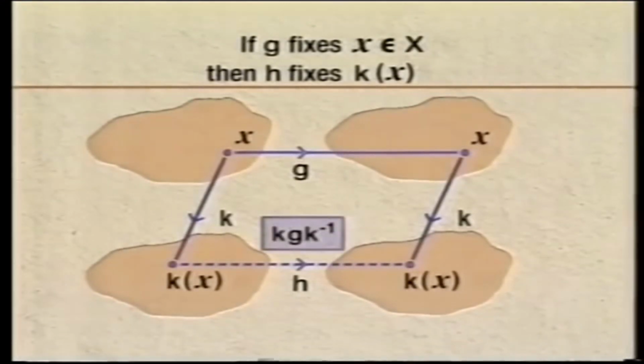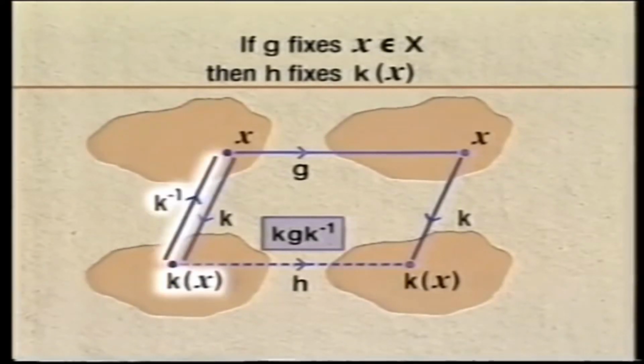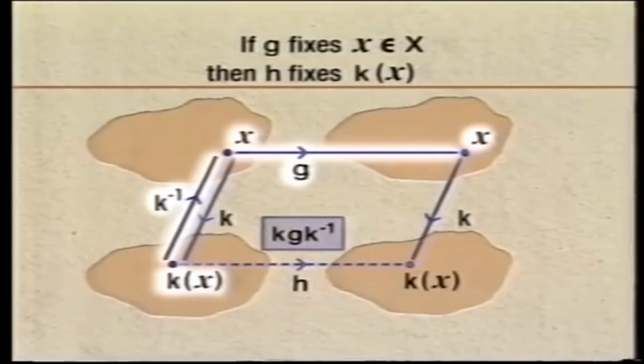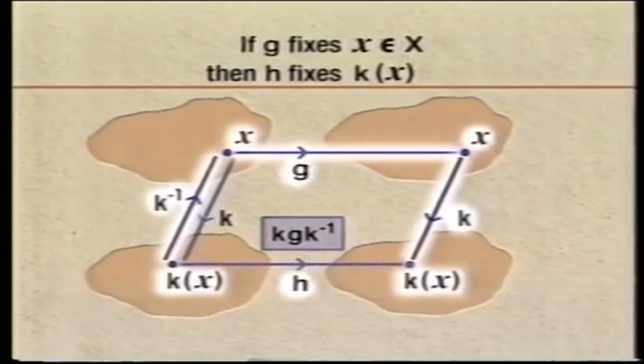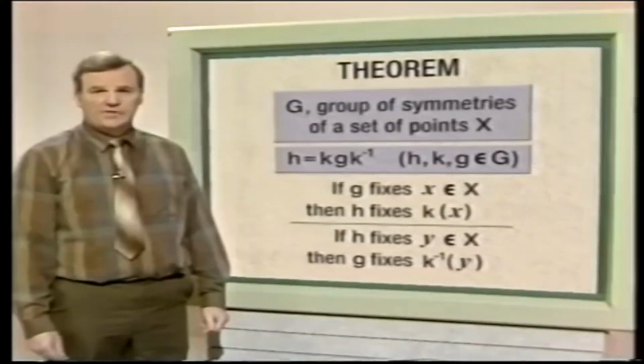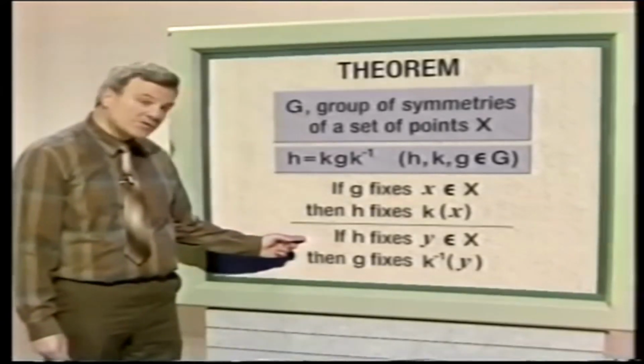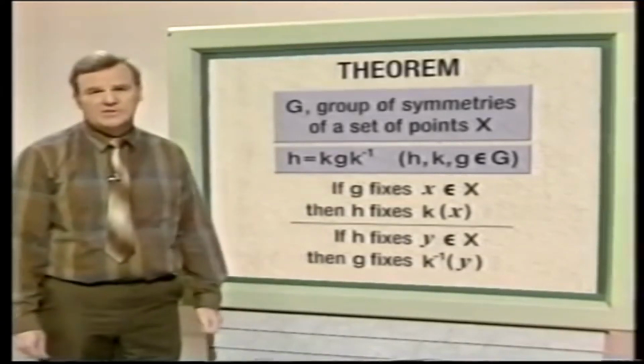Well, H equals K G K inverse. So to see what H does to K of X, we apply K inverse first, which takes it to X. Then G, which leaves it at X. Then K, which takes it to K of X. So H does fix K of X. That proves the first half of the theorem, and the converse follows immediately from the fact that conjugacy is symmetric.